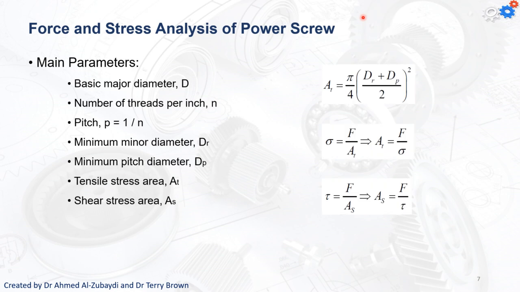So the main parameters we're going to have first are the basic measured diameter, the D, and the number of threads per inch, the N. We have the pitch value, 1 over N, the minimum minor diameter, the DR, the minimum pitch diameter, the DP, the tensile stress area, the AT, and the shear stress area, the AS. And by collecting these parameters, we can calculate the area.